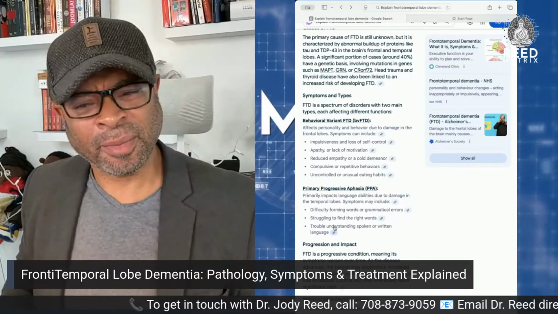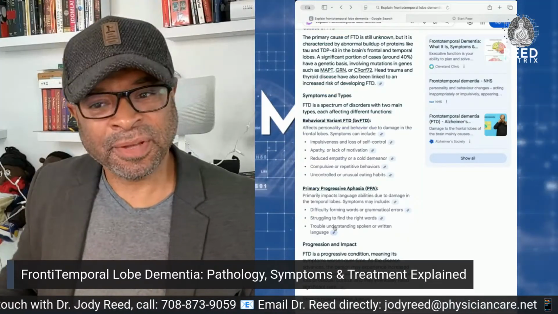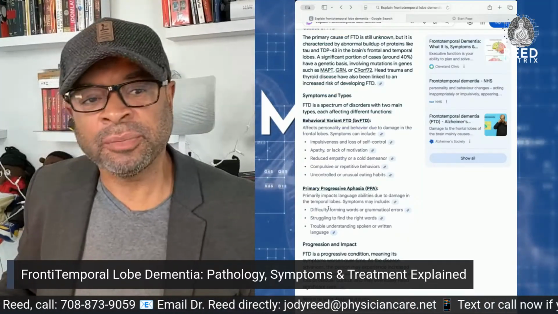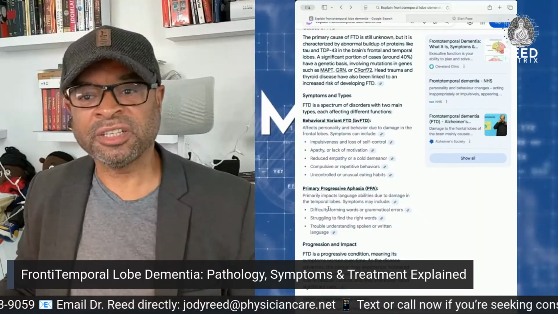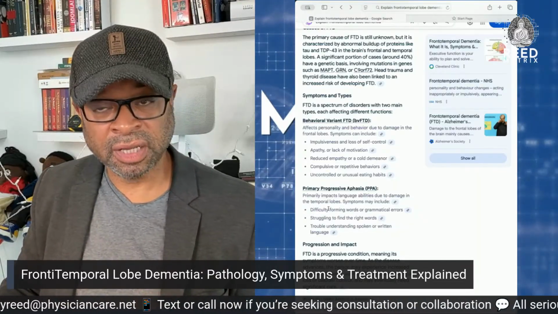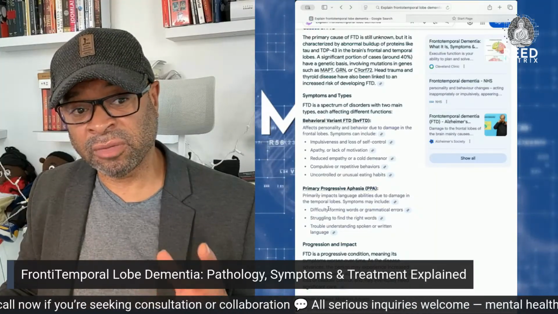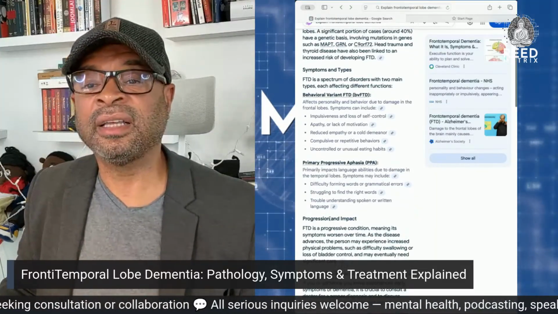For men, a primary progressive aphasia, all right? But still, dysfunction in that temporal lobe. Remember the language centers. So the frontal areas for behavioral issues, executive functioning issues. The temporal areas for communication, agitation, and things like that.